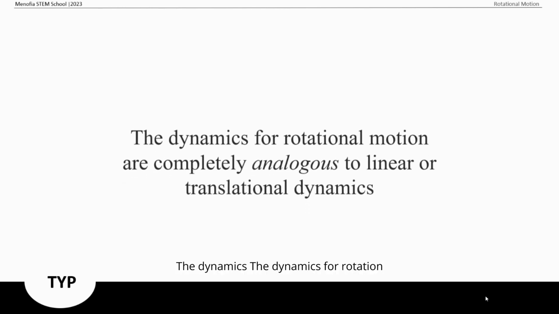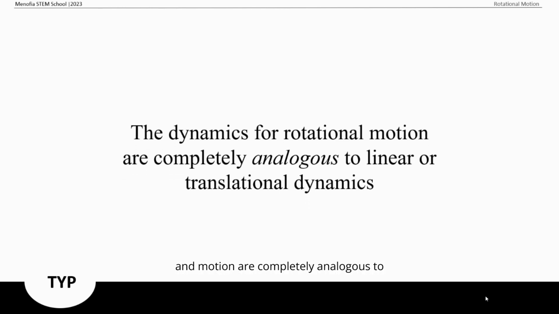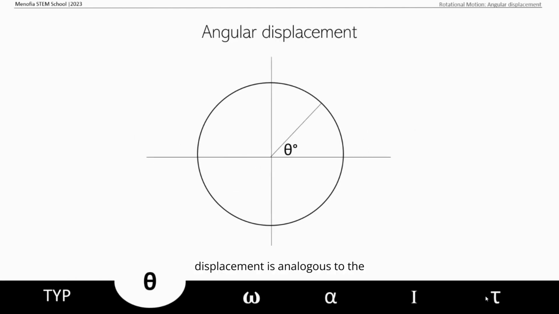The dynamics for rotational motion are completely analogous to linear or translational dynamics. Many of the equations for the mechanics of rotating objects are similar to the motion equations for linear motion. In this video, we will focus on explaining 5 concepts that will almost cover the basics of dynamics of a rotational motion system. The angular displacement is analogous to the displacement in linear motion.